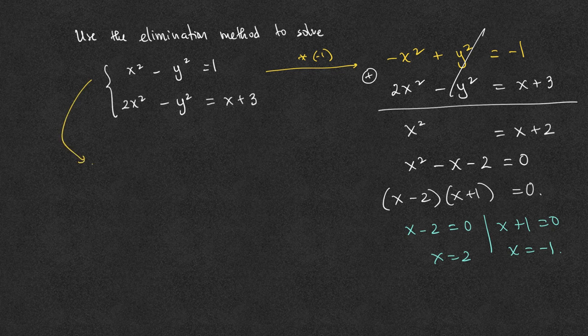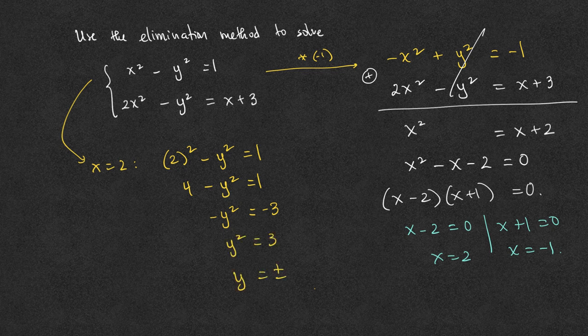The first equation states that when x equals 2, we have x squared, which is 2 squared, minus y squared equals 1. This is 4 minus y squared equals 1, or -y squared equals 1 minus 4, which is -3. y squared is 3, so y equals plus or minus the square root of 3. With x equals 2, we have two solutions. x equals 2, y equals the square root of 3, and when x equals 2, y is -√3.